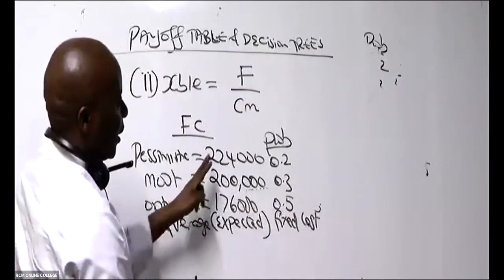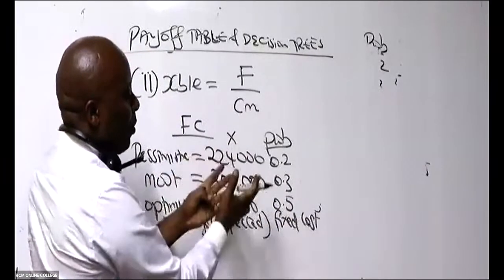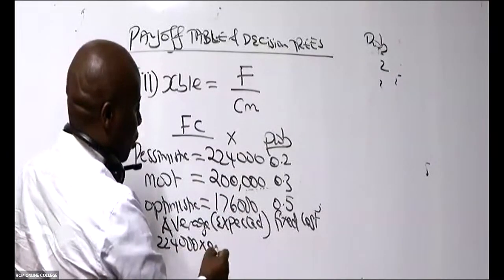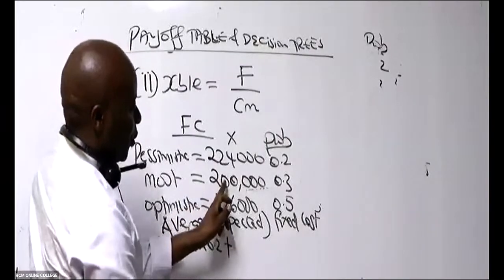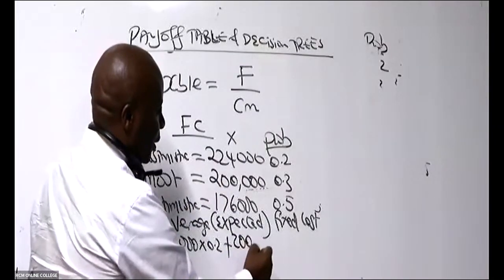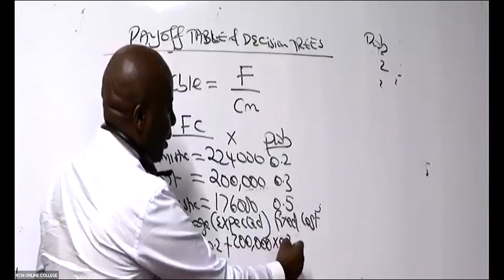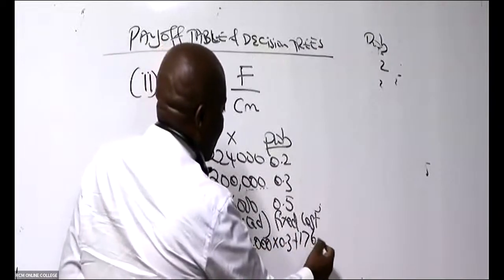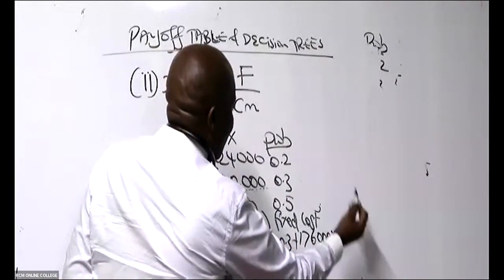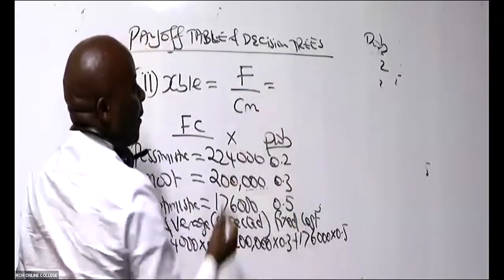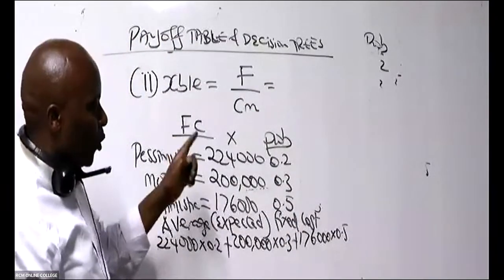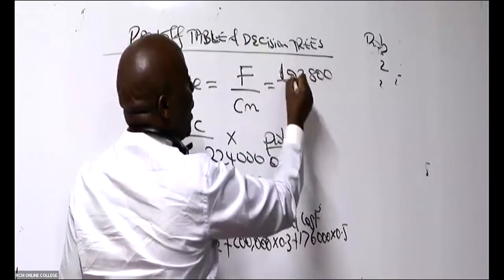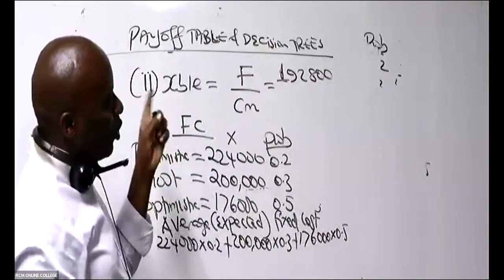So how do we get this? It is XP, X times probability. So we have here 224,000 times 0.2, plus 200,000 times 0.3, plus 176,000 times 0.5, which will end up giving us what expected fixed cost here? 192,800. So up to here, all of us, are we together? Have you seen how we got our fixed cost?